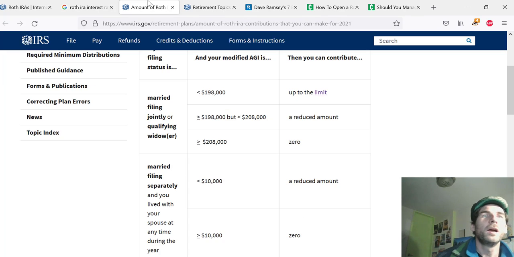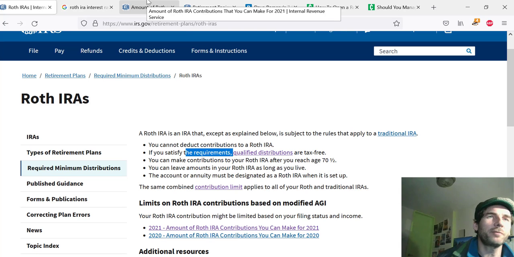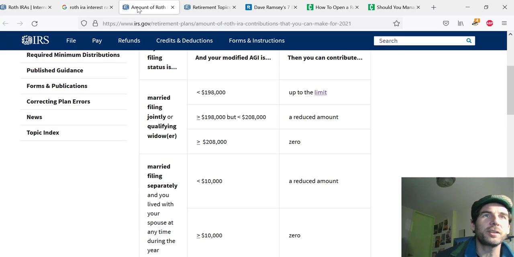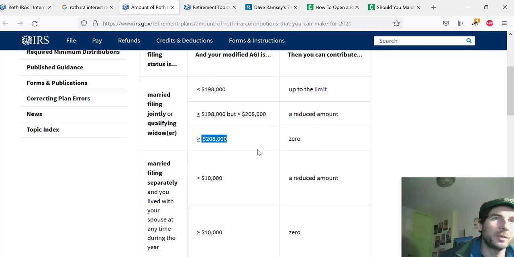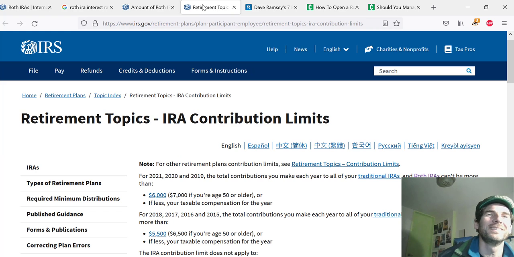Okay, so what are the requirements? Because this is not for everybody. Everyone can't be just making all this money tax-free. Well, you've got to be not rich. If you're married, your income must be less than 208,000 in the year 2021. If you're single, it must be less than 140,000. Otherwise, you're not allowed to have one. That's how great they are, right?